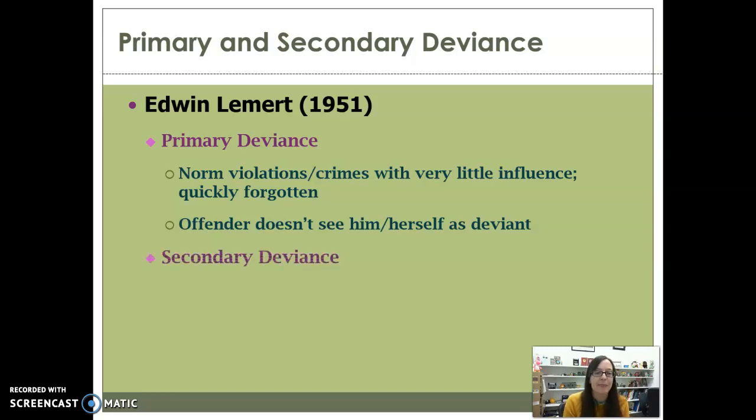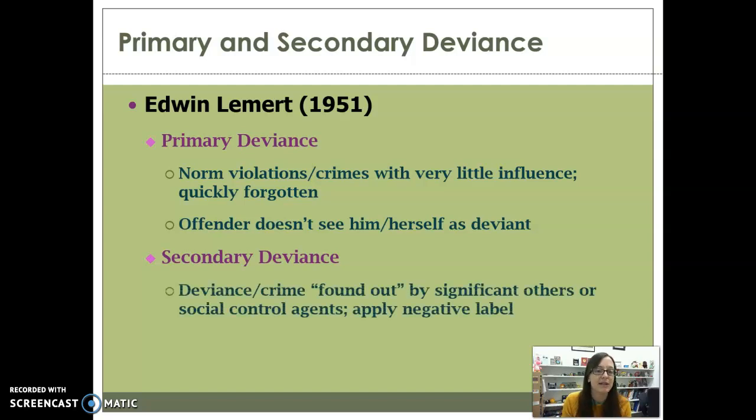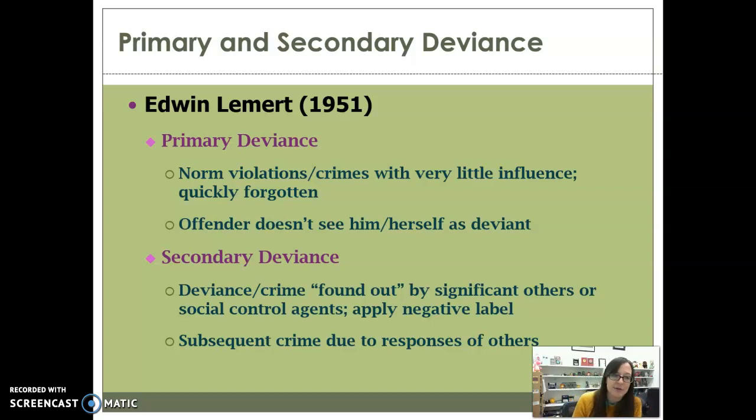But secondary deviance is what happens if that primary deviance is found out by some significant person. So by somebody in your family or by a police officer, let's say, which would be a social control agent. Now a negative label is applied because now you are labeled as a thief because mom caught you stealing from her purse, or you are labeled as a property offender because a police officer caught you tagging a wall. So if it's found out by somebody, it will have an impact on your future life in some way, and that negative label is applied. And then there are responses from other people that affect the likelihood of subsequent crime. This would include labeling and stigmatizing, stereotyping somebody as a criminal.